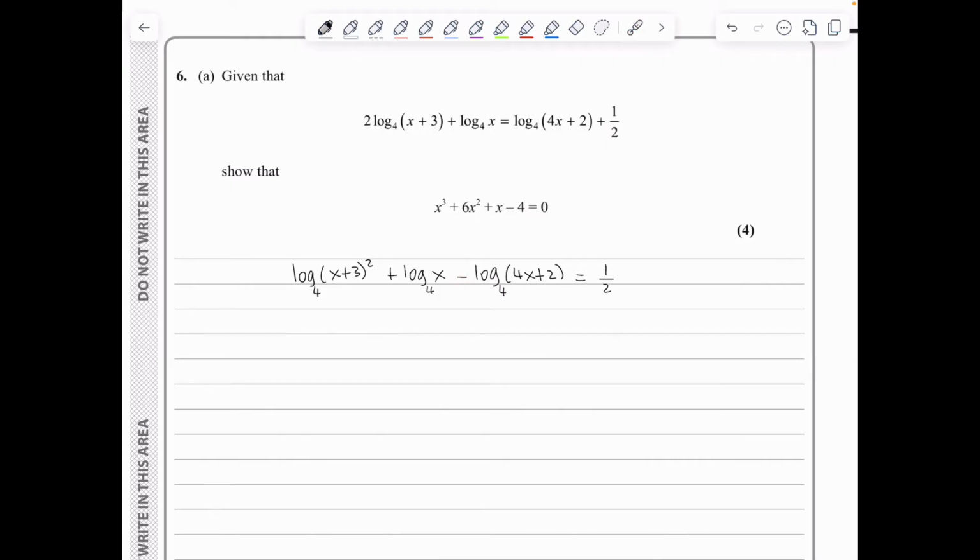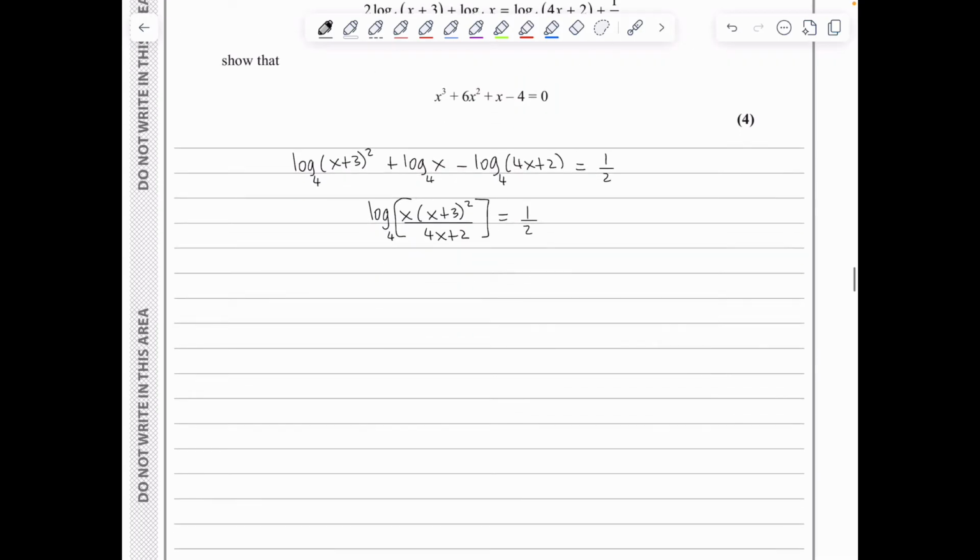So all of this means that we've got log of x(x+3)² over 4x+2, base 4, is equal to a half. I can now remove the logarithm by saying that x(x+3)² over 4x+2 is equal to 4 to the power of a half, and therefore we've got that x(x²+6x+9) is equal to 2, which is the 4 to the half, times the 4x+2.